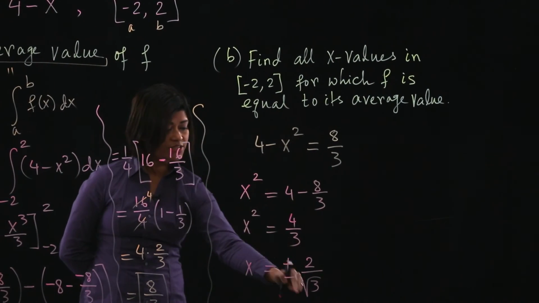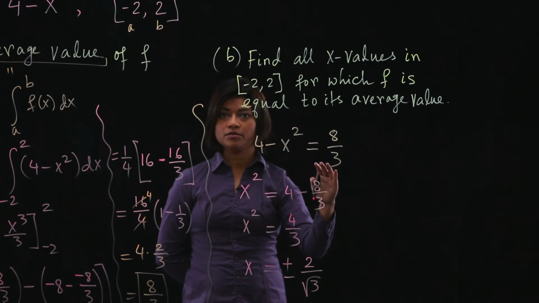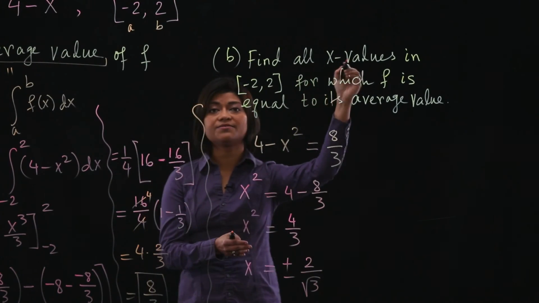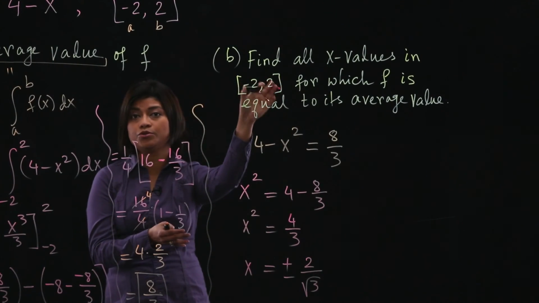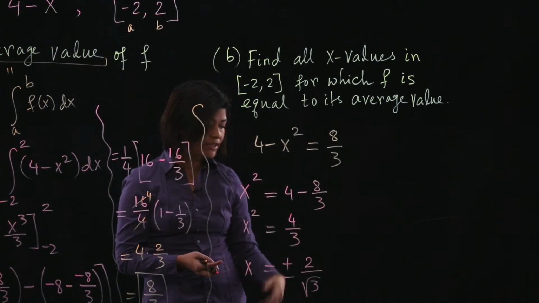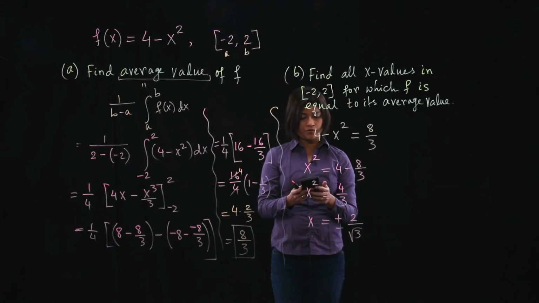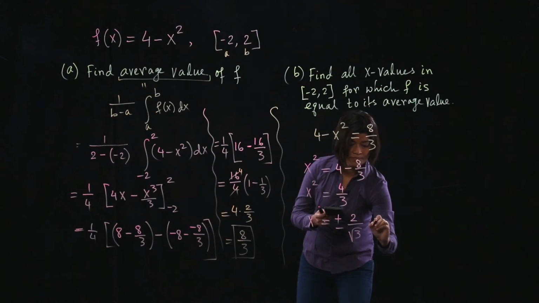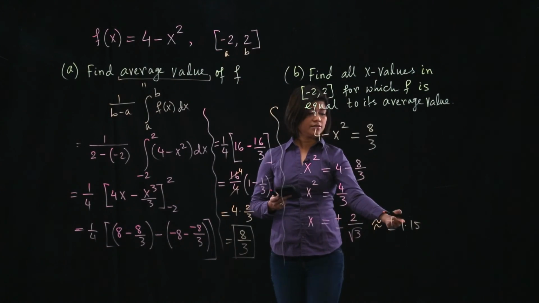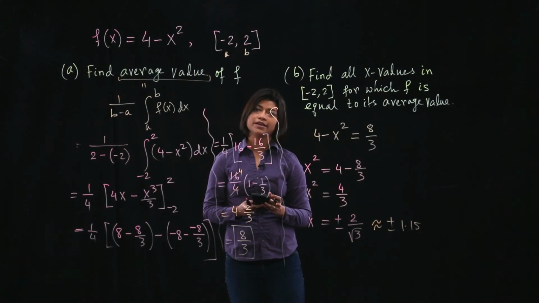Okay, that means for these two x values, the function is equal to its average value. But wait, before you say this is your answer, be careful, right? We have to find all those x values inside the interval -2, 2. So make sure that these values actually lie inside that interval. So you can quickly check, use any graphing utility, and figure out what is 2 over square root of 3. Well, it is about 1.15. And notice, positive 1.15 and negative 1.15, they both lie inside the interval -2, 2.